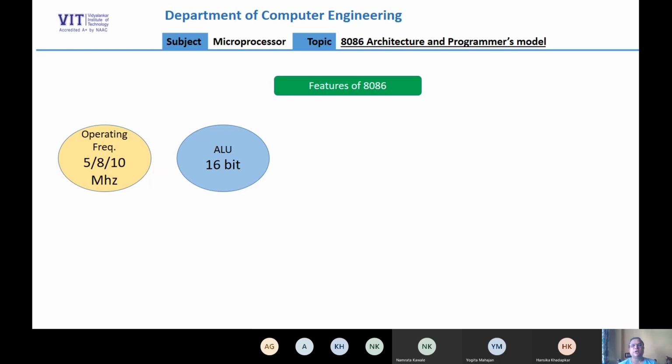Previous to 8086, there was the 8085 processor, which is known as an 8-bit processor, because its ALU capacity is just 8-bit. It can add only two 8-bit numbers at a time. So I hope you have understood this specification or feature of the 8086. This is an important specification you should list: the 8086 processor consists of a 16-bit ALU.